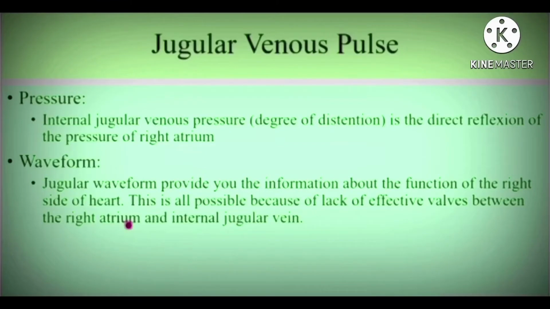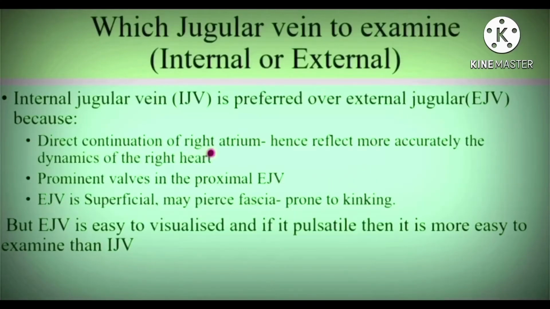Venous pulse provides the information related to the dynamics of the right side of the heart: pressure and the waveform. Internal jugular venous pressure degree of distension is a direct reflection of the pressure of the right atrium, and the waveform. Jugular vein to examine, either internal or external. Internal jugular vein is preferred over external jugular because it is a direct continuation of the right atrium, hence reflects more accurately the dynamics of the right heart.